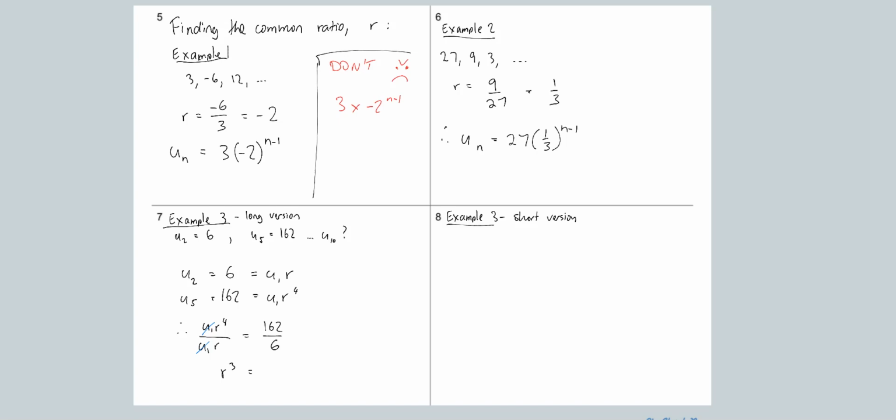Does that make sense? Just a reminder that basically we subtract the two powers from each other, so 4 minus 1 equals 3. And I believe 162 divided by 6 is 27.